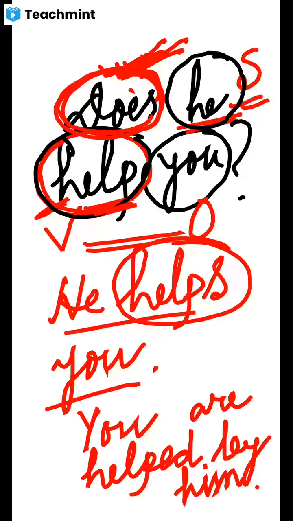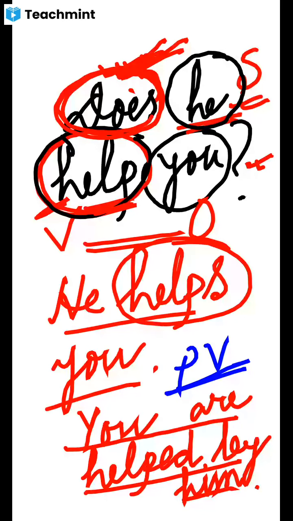But we were given the sentence in interrogative form, in question form. Therefore, our final answer should be in interrogative form only. Now if we want to make this sentence into an interrogative sentence, what do we have to do? Which helping verb has to be taken before the subject? Which is the subject here? In this passive voice, the subject is you. Yes, are will come before you.